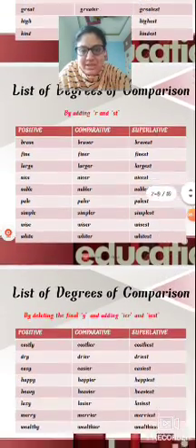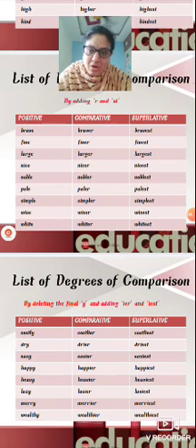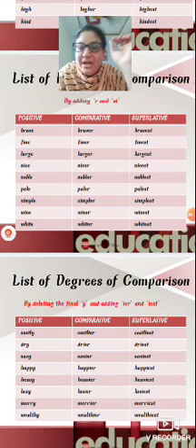But here, most probably the words are ending with the E itself, right? Most probably all the words will end with the E itself. So then you can add the R in the comparative, and also you can add the ST in the superlative, because the word will end with the E, right? So you can add the R in the comparative, and also the ST in the superlative.